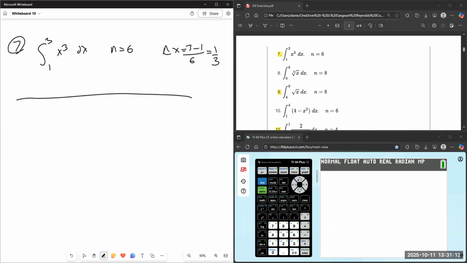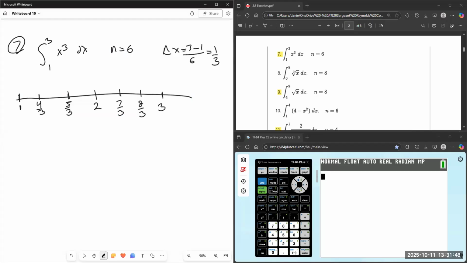Let's use a number line to help me go. 1, and then 3/3 plus 1 is 4/3, plus 1 is 5/3, 6/3 is 2, 7/3, 8/3, and then 9/3 is 3. So those are my x values that I'm going to need. Notice that I take 1, 2, 3, 4, 5, 6 steps because n is equal to 6.